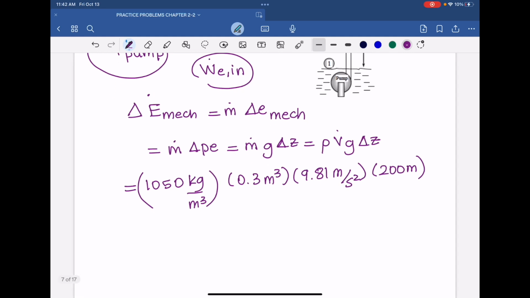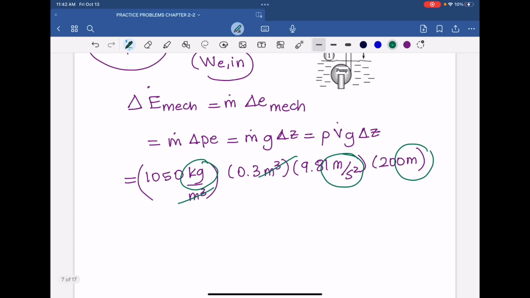The units, let's take a look at it. Kilogram meter per second squared is Newton. Newton times meter is joules. If I divide the overall equation by 1000, I should get it in terms of kilowatts. Wait a second, what am I missing?